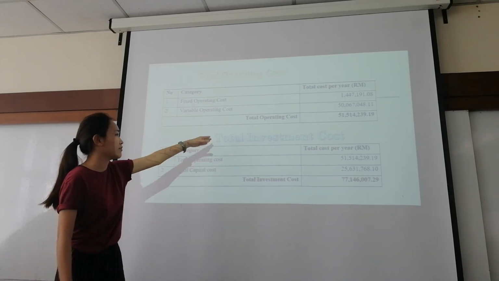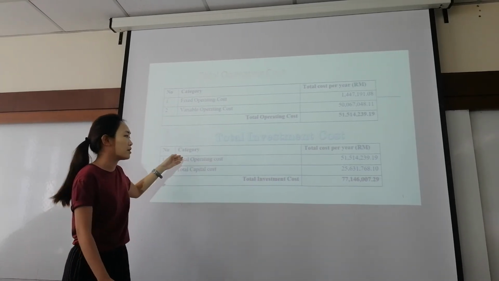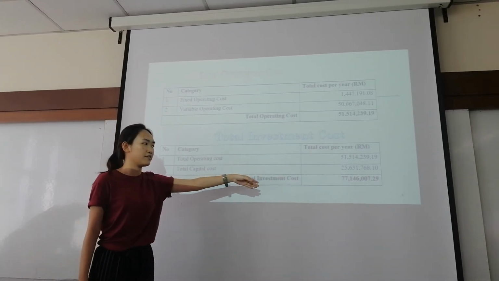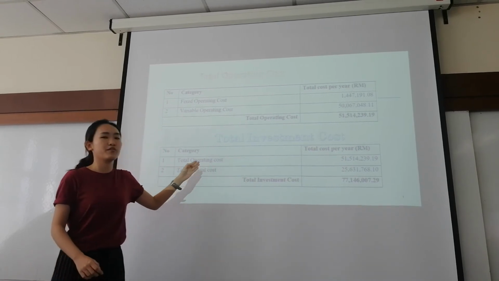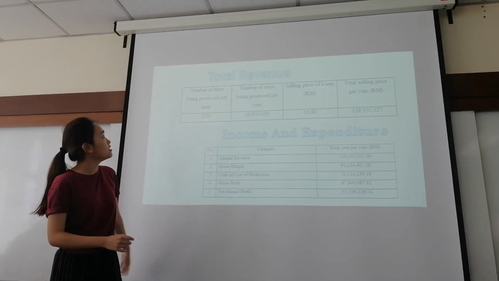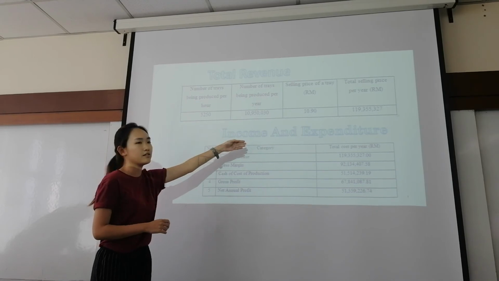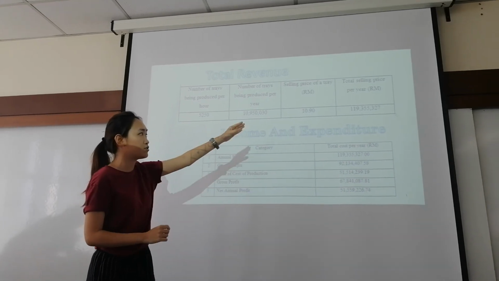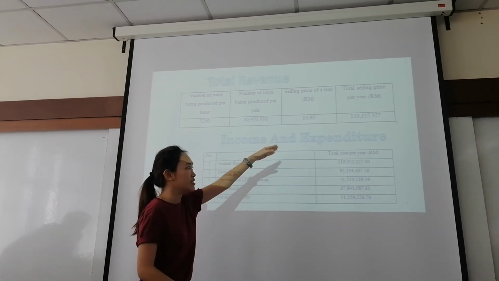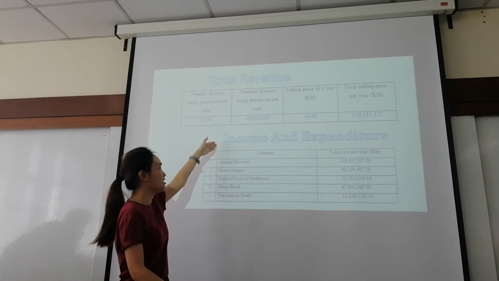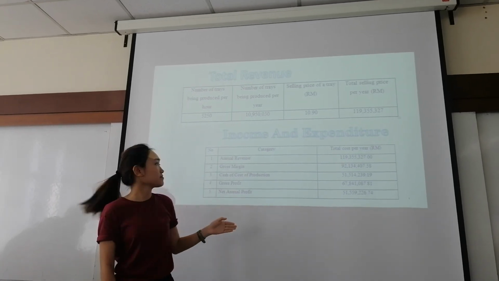And this is the total investment cost, where we add up the total operating cost and capital cost, which is about 77,146,000. So the total revenue where we are going to sell is 1090, and the total selling price per year will be that price. And then here are the income and expenditure.